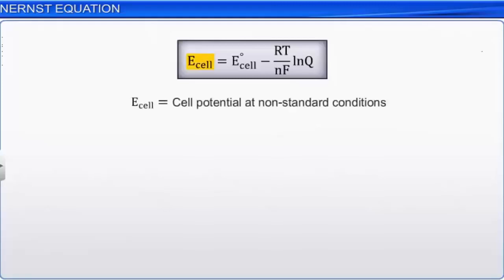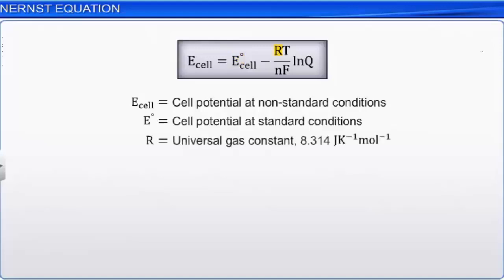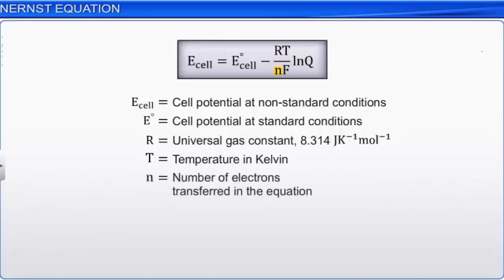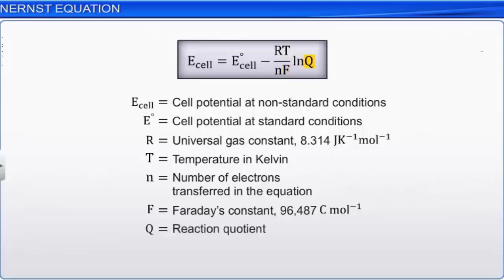E cell is the cell potential at non-standard conditions. E naught is the cell potential at standard conditions. R is the universal gas constant and T is the temperature in Kelvin. Also, n is the number of electrons transferred in the equation and F is Faraday's constant, 96,487 coulombs per mole. Q is the reaction quotient, or the ratio of products to reactants in terms of their molar concentrations.